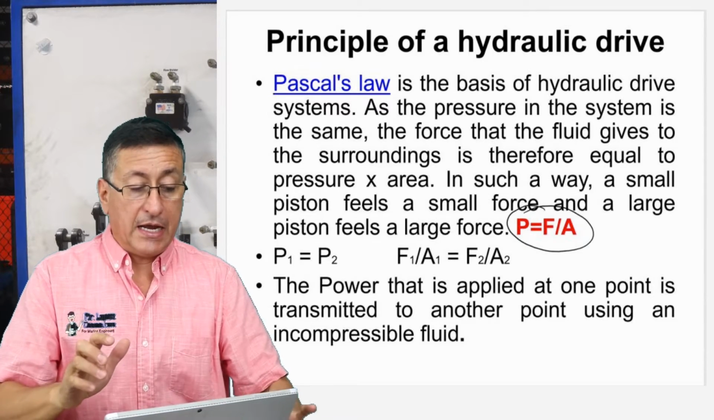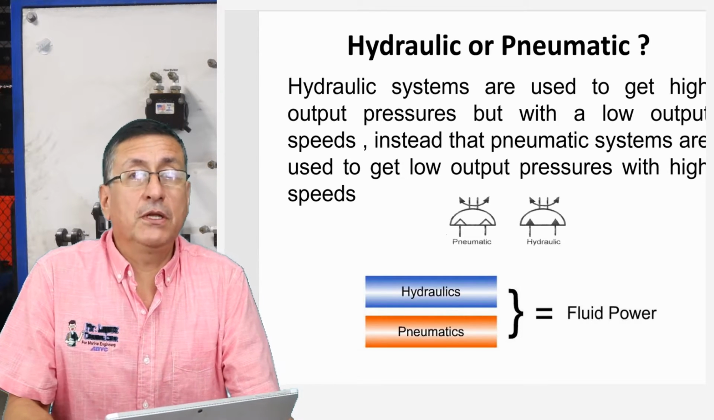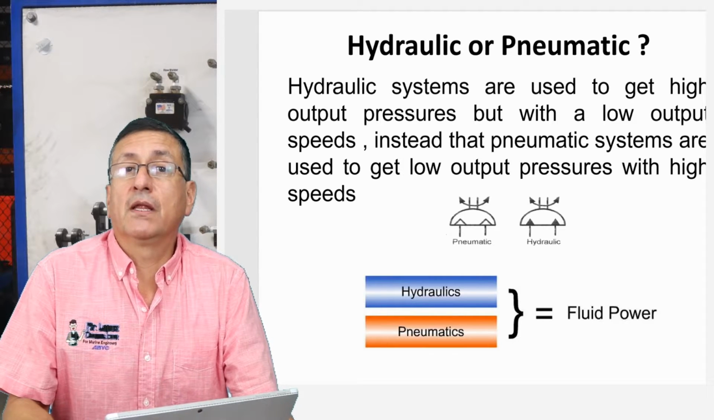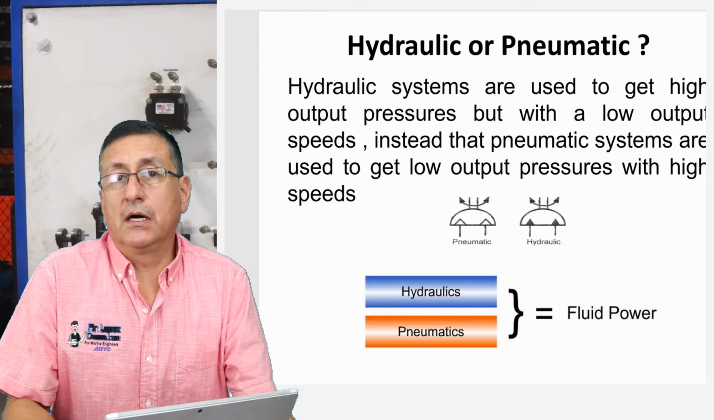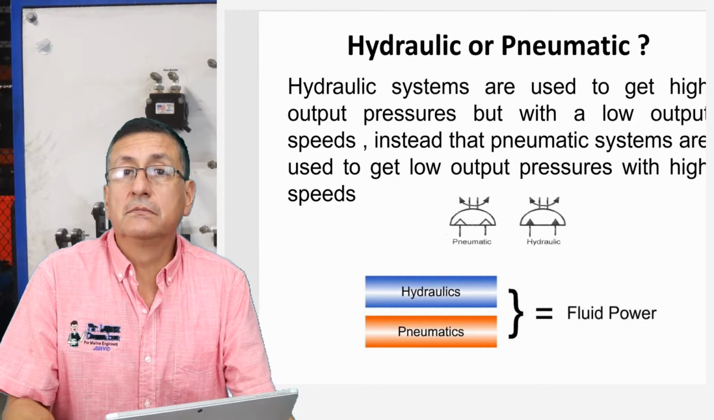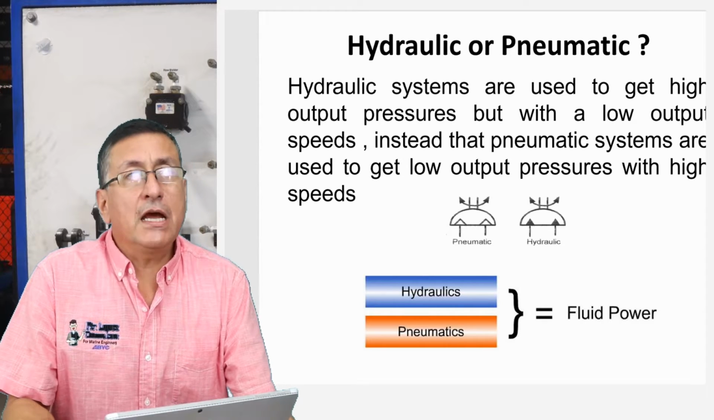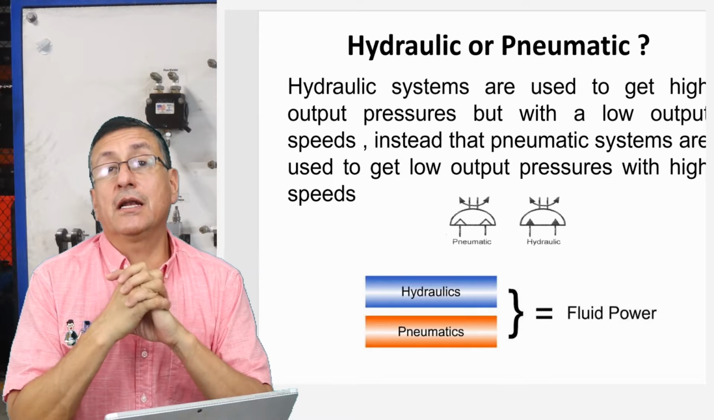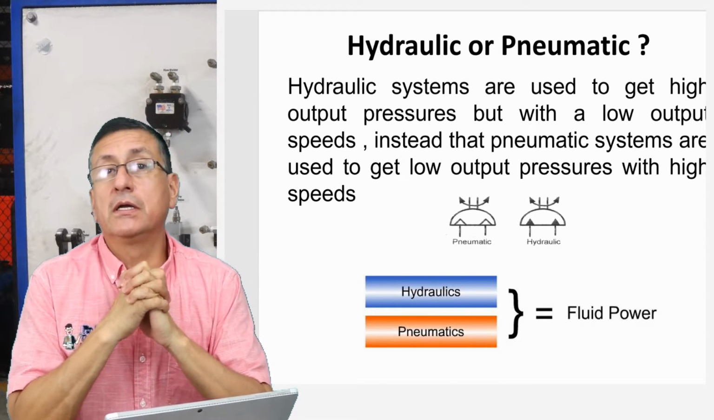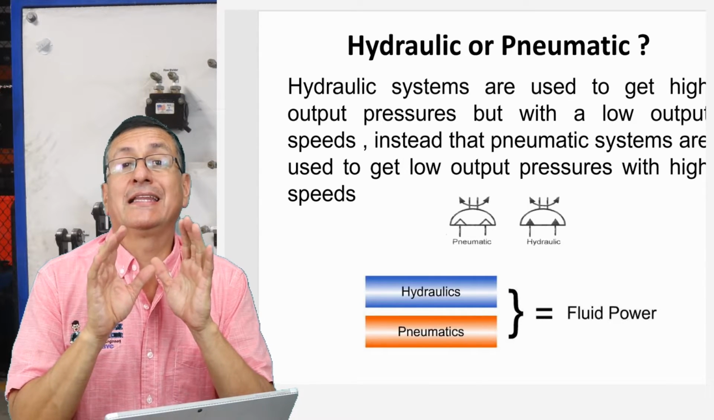Okay, my friends. And don't forget, in the previous episode, we explained the main difference in between hydraulic and pneumatic. In hydraulic systems, the fluid is liquid. In pneumatic systems, the fluid is air. Yeah, and that's the main difference. In general terms, the hydraulic systems are used to transmit too much power, but at a slow speed.